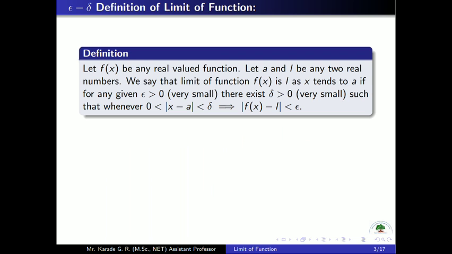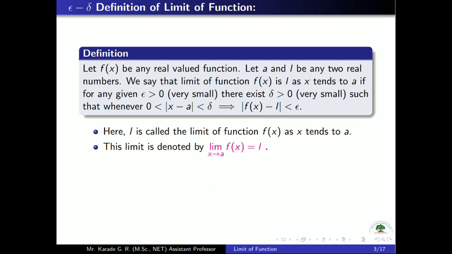Or in other words, we can say that whenever x approaches a, values of f of x approach L. Then we say that the function has limiting position L when x tends to a. So this is the very simple meaning of epsilon delta definition of limit of a function. And here L is called the limit of function f of x as x tends to a. The limit is denoted by the notation limit of f of x as x tends to a is equal to L.